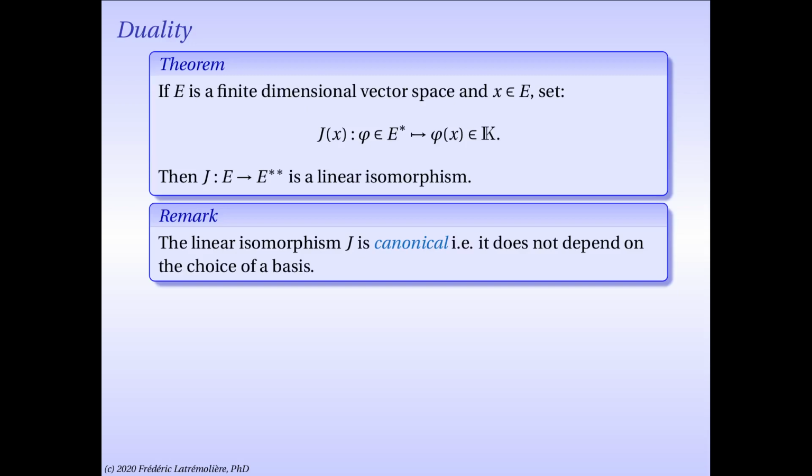And in fact, if you look at this definition, it makes sense even if E is not finite dimensional, though it is much less clear if the resulting map J is injective or surjective. In fact, if you accept the axiom of choice, it is always injective, but it is usually not surjective. And if you don't accept the axiom of choice, it's not even clear if this map is injective in general.